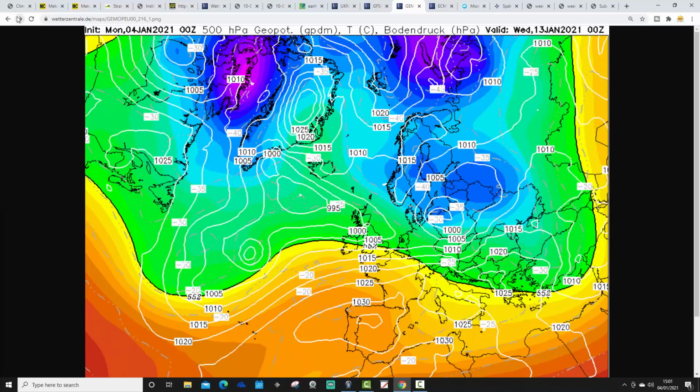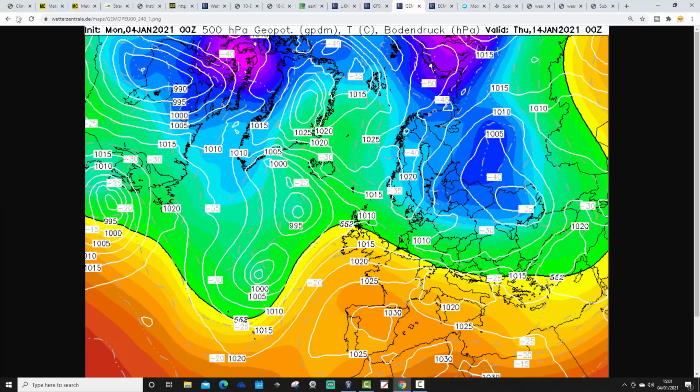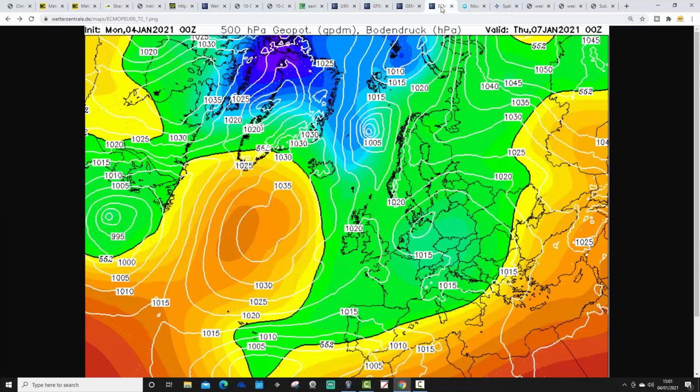Then we go milder with west to southwesterly winds setting in as we move up towards the middle part of January. So this is the 14th of January, day 10, and winds now are coming up from the southwest, albeit we still have higher pressure to our northeast, and it wouldn't take all that much actually to keep us within the cold air. Just a very slight adjustment, and we'd probably still stay cold there.